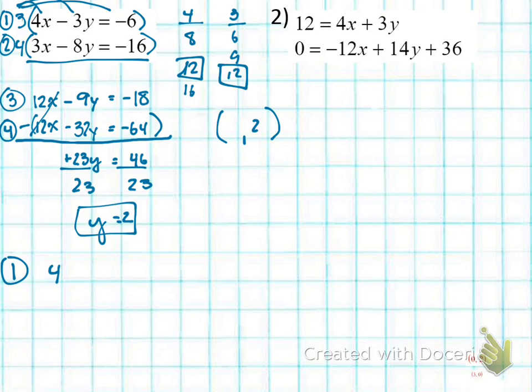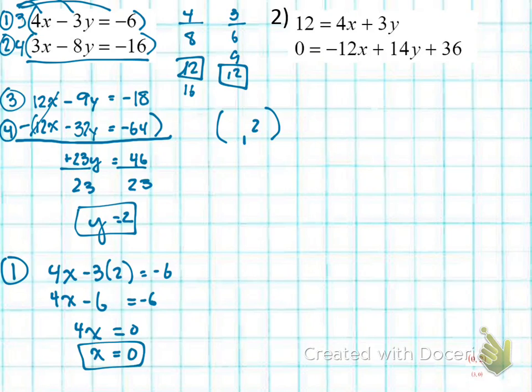So we got 4x minus 3y, and instead of y, I'm substituting 2, is equal to negative 6. Oh, negative 6, not 16. Okay? And we're just solving. So we got 4x minus 6 is equal to negative 6. Add 6 to both sides. We got 4x is equal to 0. Divide both sides by 4. X is equal to 0. Okay, so we're going to put our answer as 0, 2.